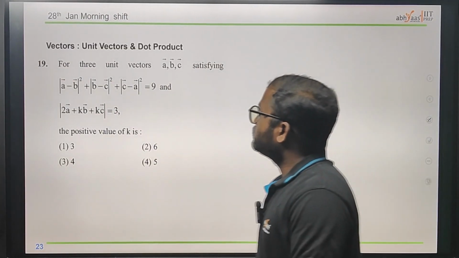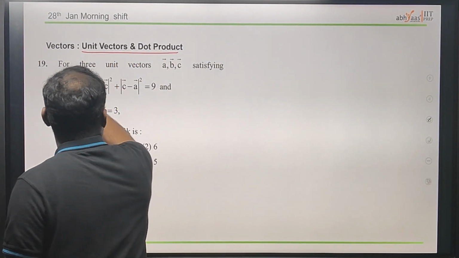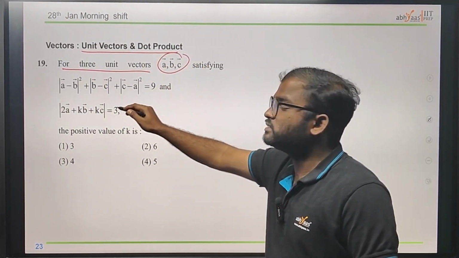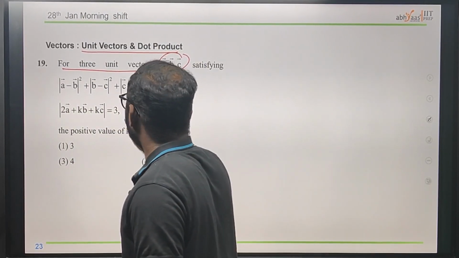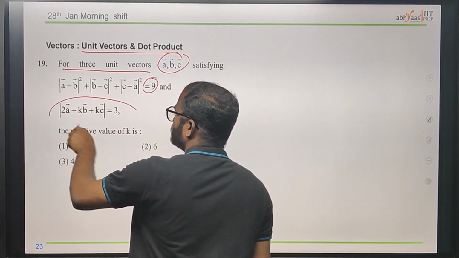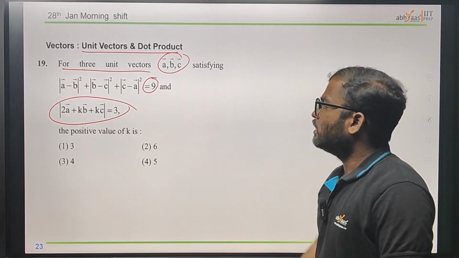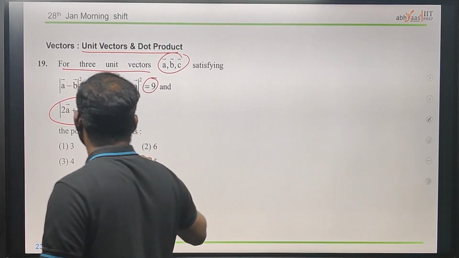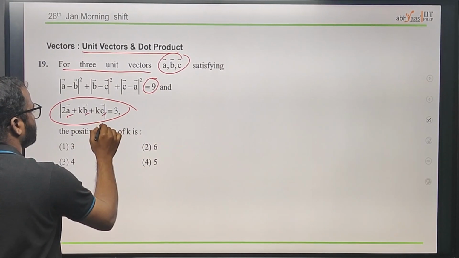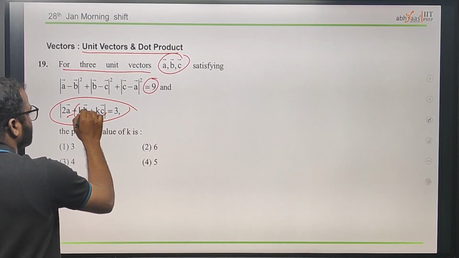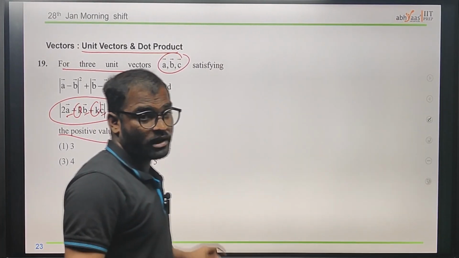Now, the next question is on vectors, unit vectors and the dot product. For three unit vectors A, B, C satisfying the given condition, which is equal to 9, and also we have the magnitude given, which is 3, and they also give C bar. From this, K is unknown. We need to find the positive value of K.